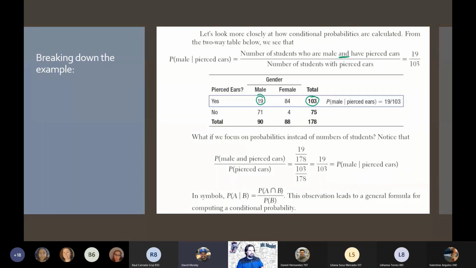But these are previous results that we already had. We knew that the probability of male and pierced ears is 19 out of 178. The probability of having pierced ears is 103 out of 178. This reduces down to 19 out of 103. The 178 on the top and the bottom cancel out because they're in the top and the bottom of the fraction that's being divided. And so we get the same result. This is comforting. We should get the same result. It means that math works. It has not failed. In symbols, the probability of A given B equals the probability of A and B divided by the probability of B. This leads to the general formula, which is on the next page.